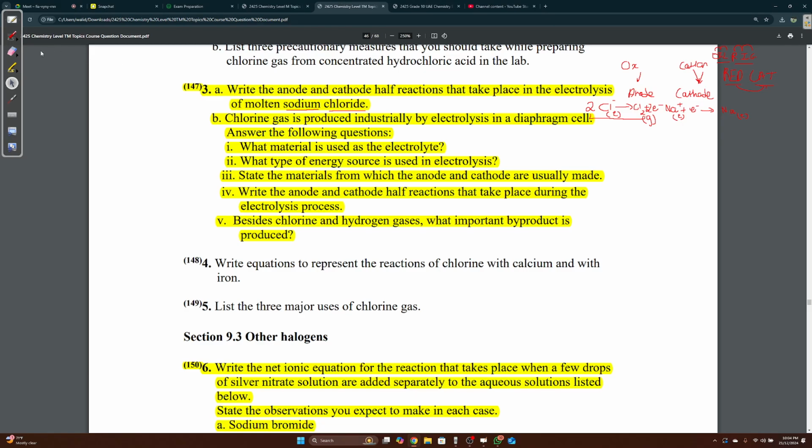Chlorine gas is produced industrially by electrolysis in a diaphragm cell. Answer the following question. What material is used as the electrolyte? Always, for an electrolyte, it's any aqueous solution containing what you want. Any aqueous solution containing chlorine, the easiest one that is soluble is NaCl. This is the easiest one. Just memorize it if it comes. NaCl is the best electrolyte.